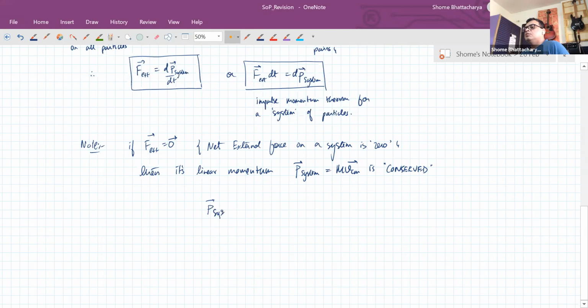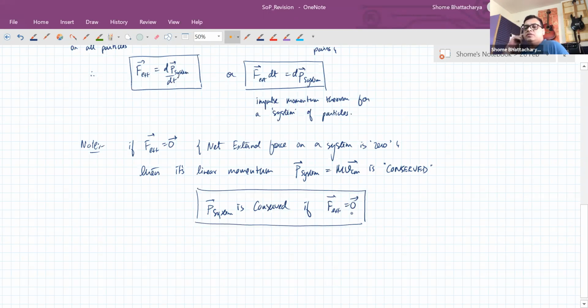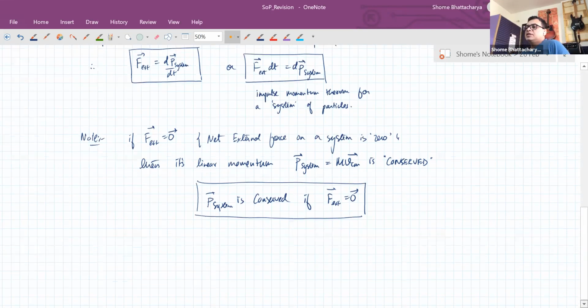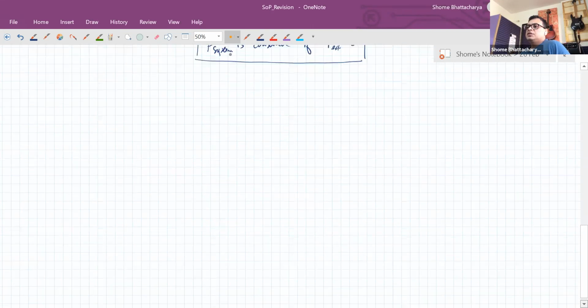Momentum of a system is conserved if F external is equal to zero. So these two statements mutually imply each other. If linear momentum is conserved, that means net force must be zero, and vice versa. If the net force is zero, then linear momentum must be conserved. So let us look at some examples of the application of this concept next.